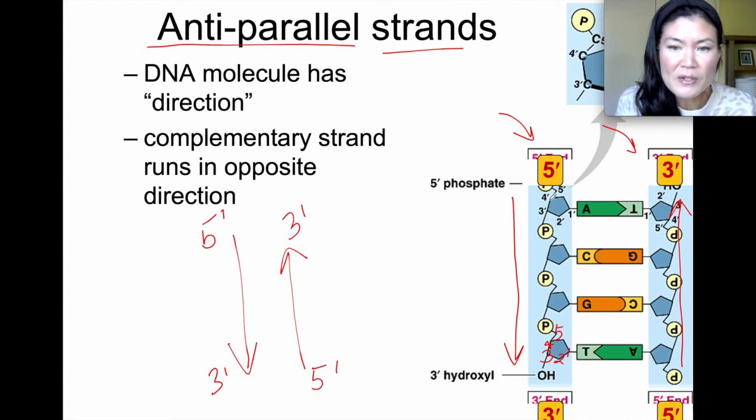So the complementary strands, when we say complementary, remember how A goes with T, adenine will pair up with thymine, guanine and cytosine pair up, thymine and adenine pair up. So the complementary strands run in opposite directions.